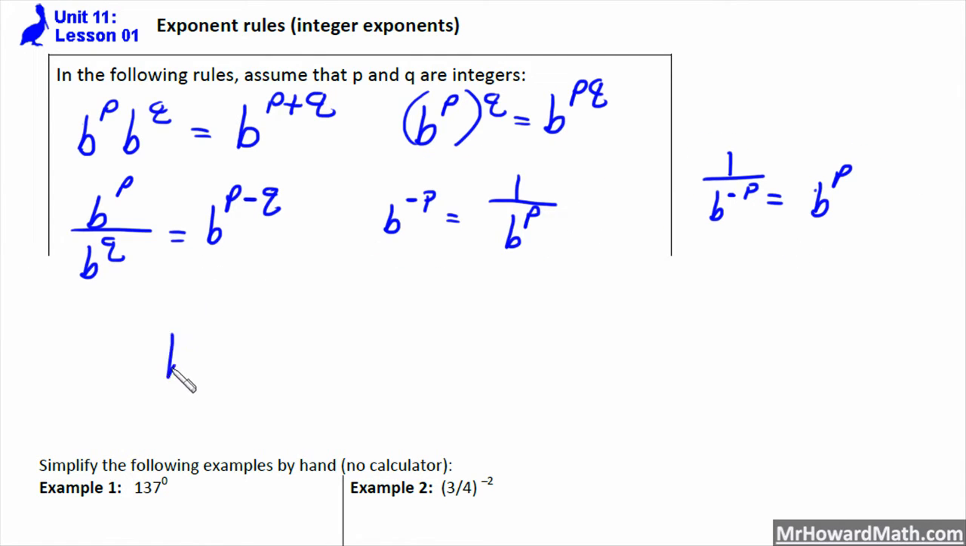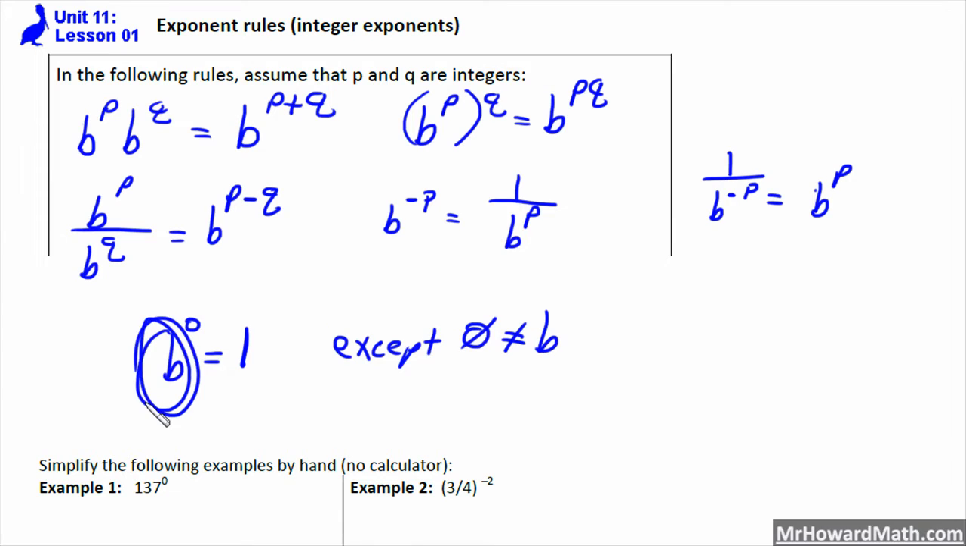And the last one is anything raised to the 0 power, so any base raised to the 0 power is equal to 1 except 0. Except 0 cannot be equal to the base. The base cannot be 0, in other words. This base right here cannot be 0. 0 to the 0 power is undefined. Anything else to the 0 power is equal to 1. So that's it for the rules.